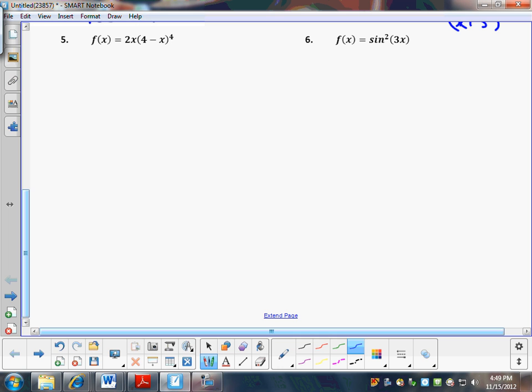Okay. Sometimes you're in a situation where you have a product function. So as you see here, I have 2x, which is one function. I have another function, which is 4 minus x to the 4th power. So as you go ahead and work through this, again, you need to use the product rule. What the product rule says is I take the derivative of the first part. The derivative of 2x is 2, and I leave the second part alone, 4 minus x to the 4th power, plus the first part left alone, which is 2x, times the derivative of the second.